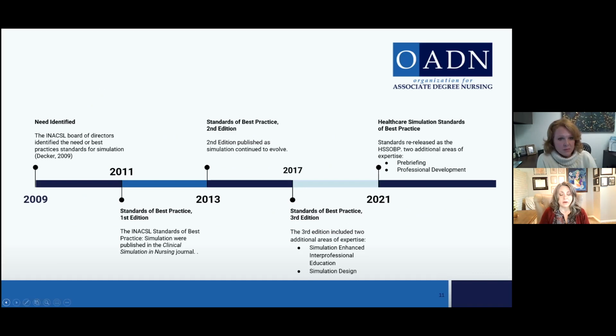A little bit about where the standards started and where we are today in 2021. In 2009, a roundtable discussion of the INACSL Board of Directors identified the need to have best practices for nursing simulation. The group began the process with their knowledge and expertise, along with literature reviews and input from INACSL members. The first edition of the INACSL Standards of Best Practice were presented at the 2010 INACSL conference and published in 2011 with the first 7 standards.